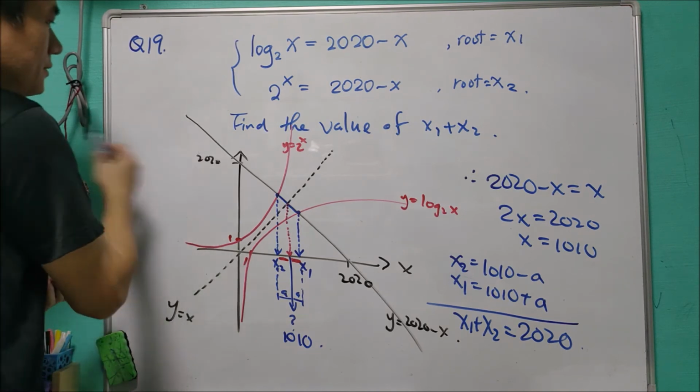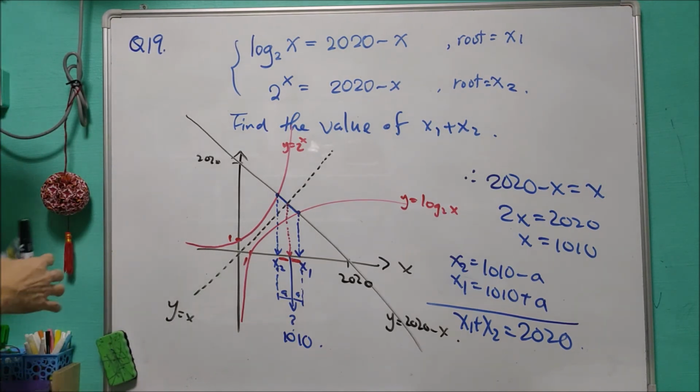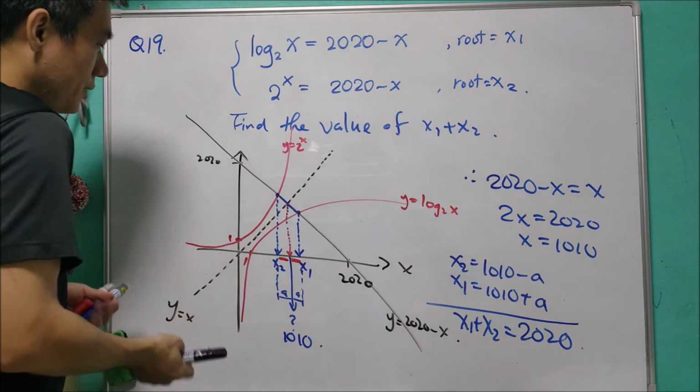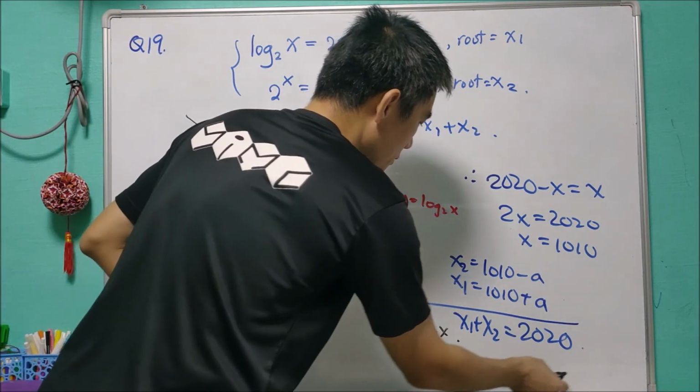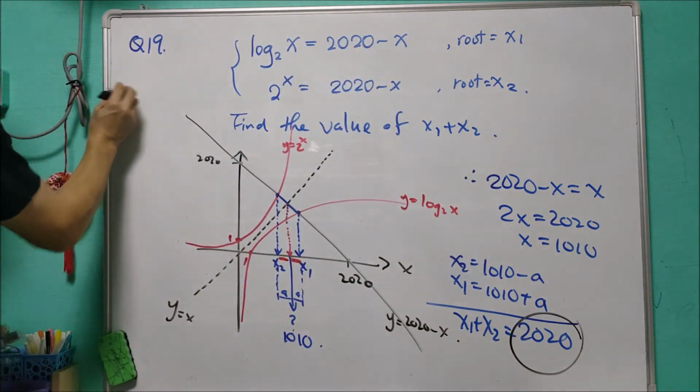Personally, I like this question. You do not need a lot of calculation. Once you know the trick, you can get the answer very, very easily. So 2020 is the answer for question 19.